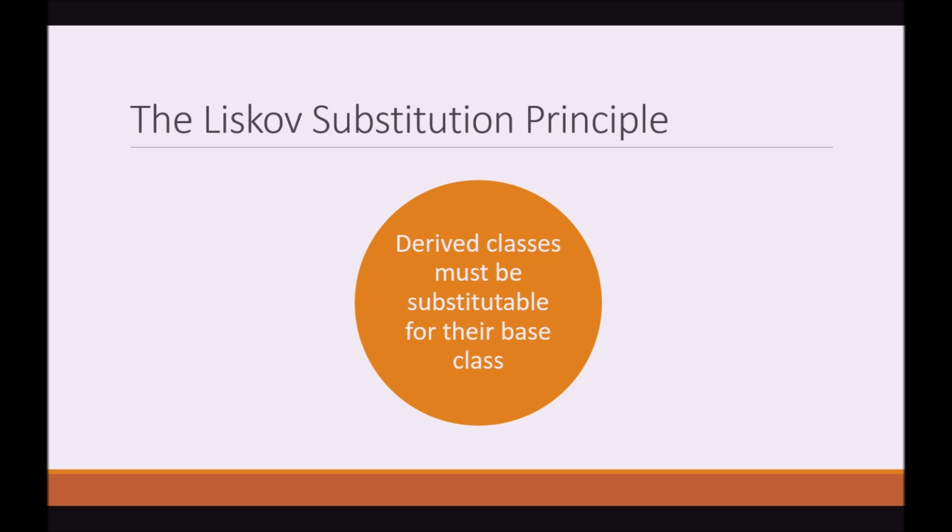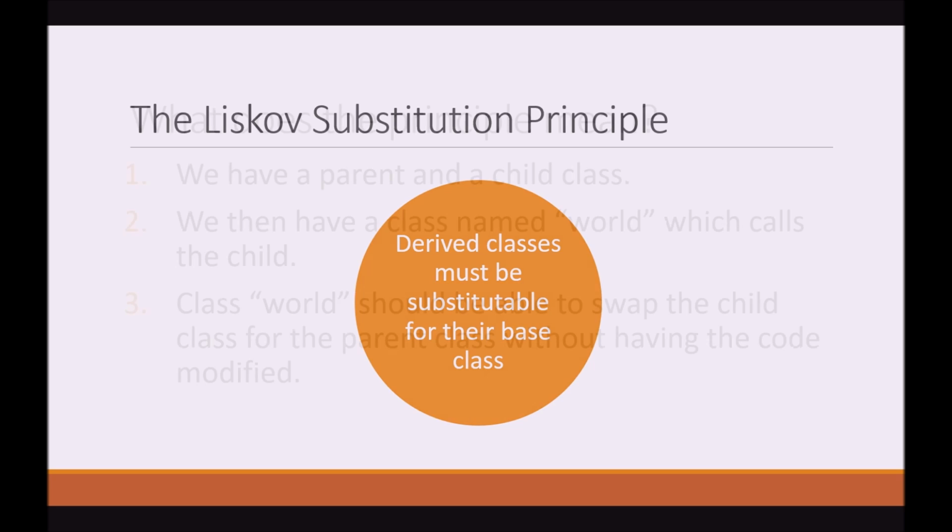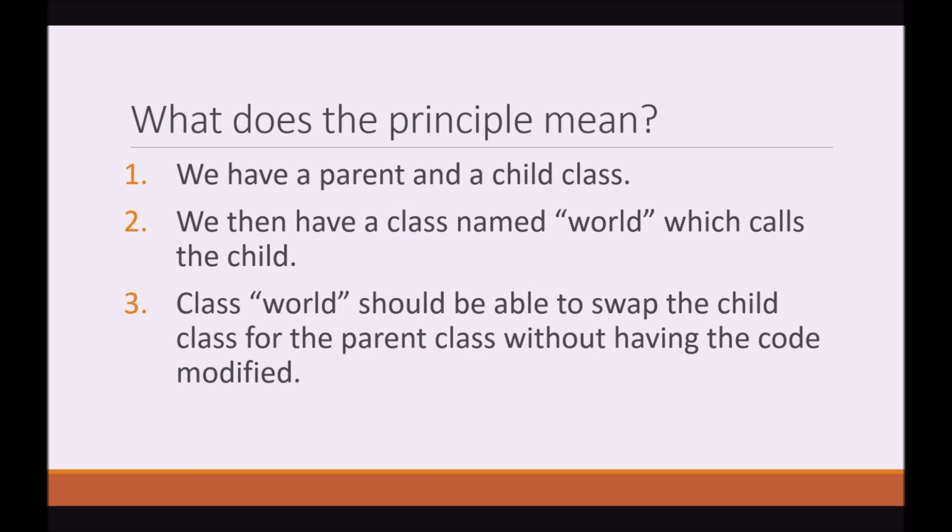The Liskov Substitution Principle states: derived classes must be substitutable for their base class. Let's examine what this principle actually means. For example, let's take a parent and a child class. Then we can have another class named World, which calls the child class. The class World should be able to swap the child class for the parent class without having the code modified.